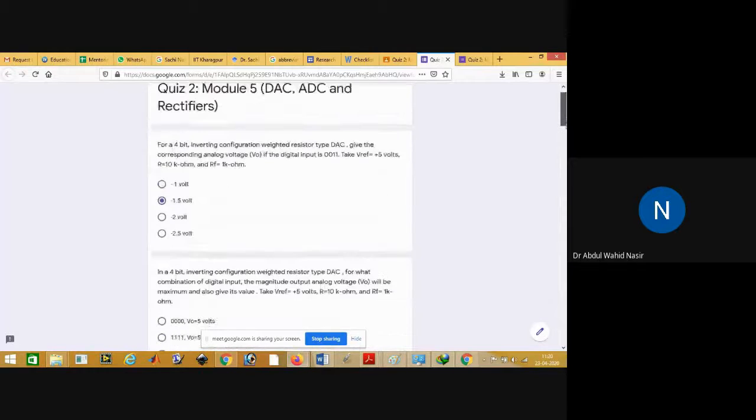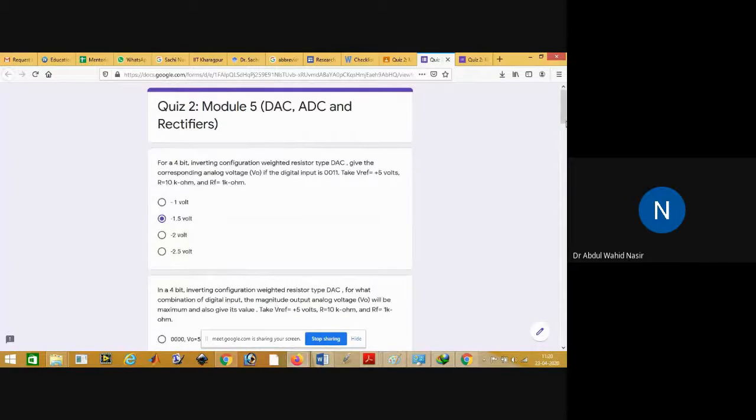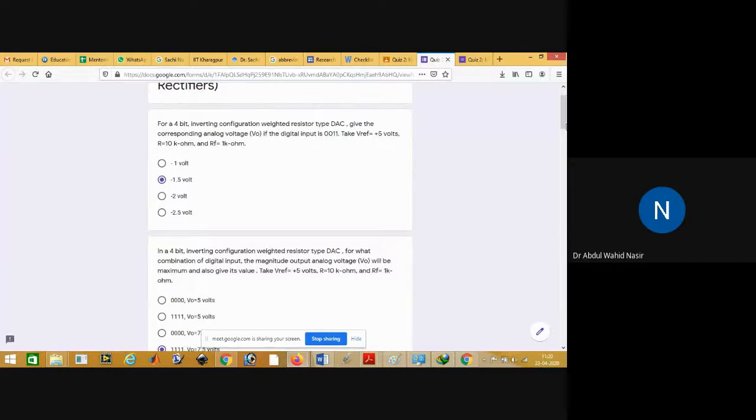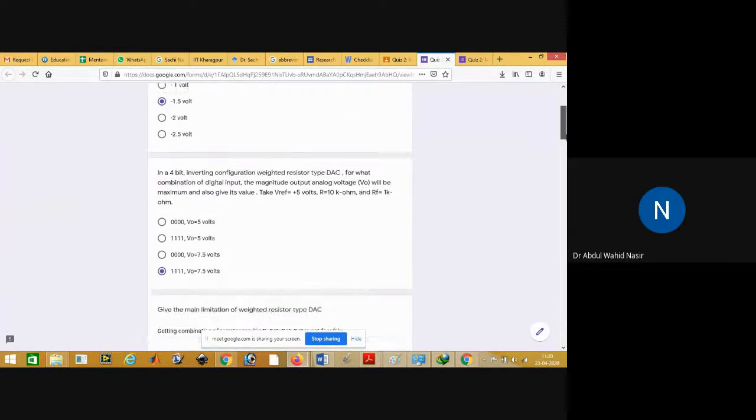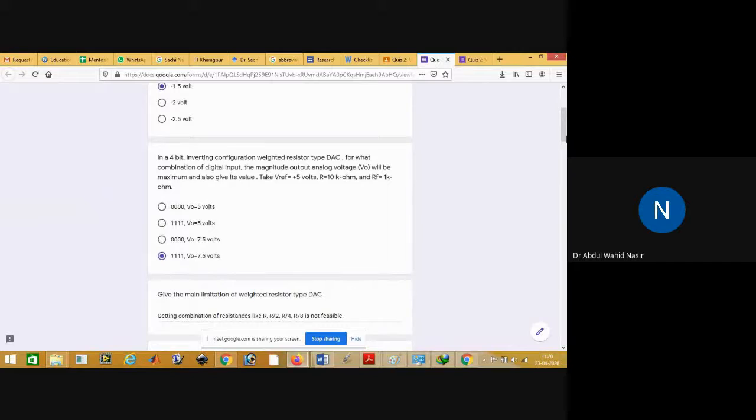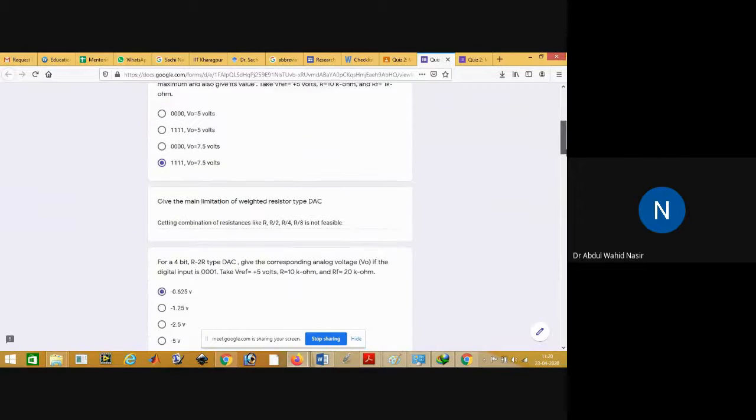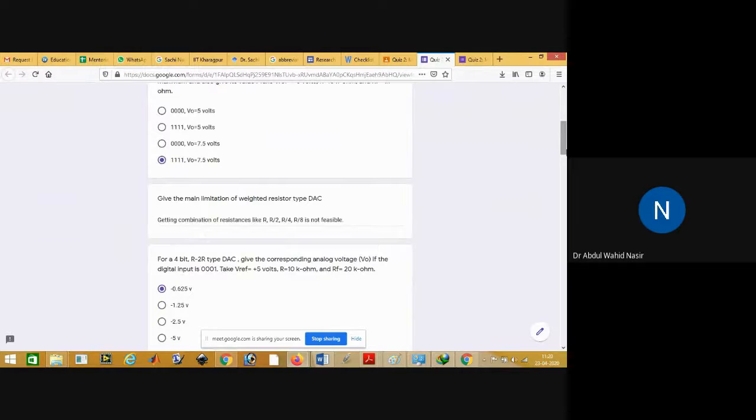So now this answer is clear for all, no? For quiz 2, you note down the answer for all the questions till now. For question number 1, the answer is minus 1.5 volt. For question number 2, the answer is 1111 and V0 is 7.5 volt. For 3, the answer is the main limitation is that getting the combination of resistance like R by 2, R by 4, R by 8 is not feasible.